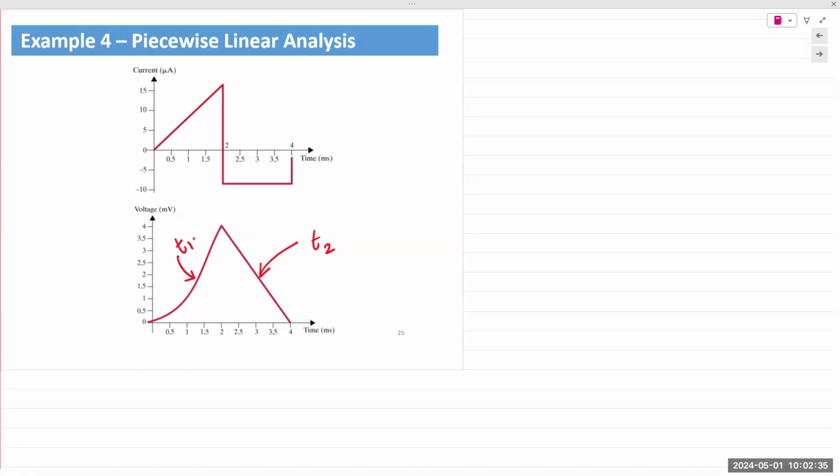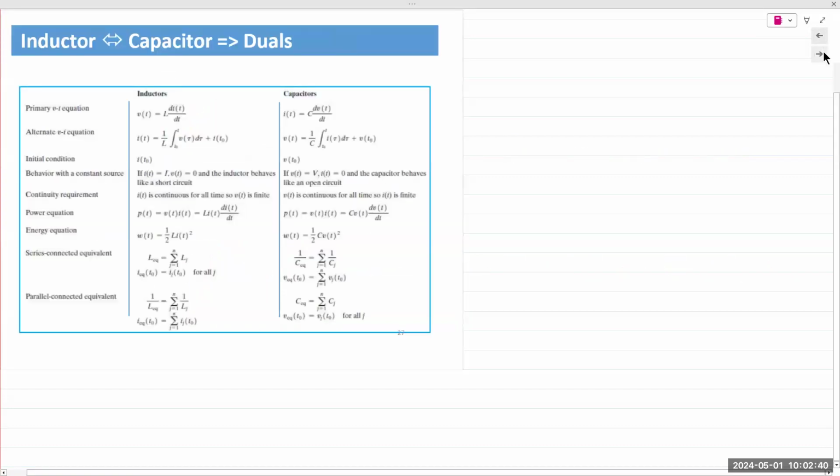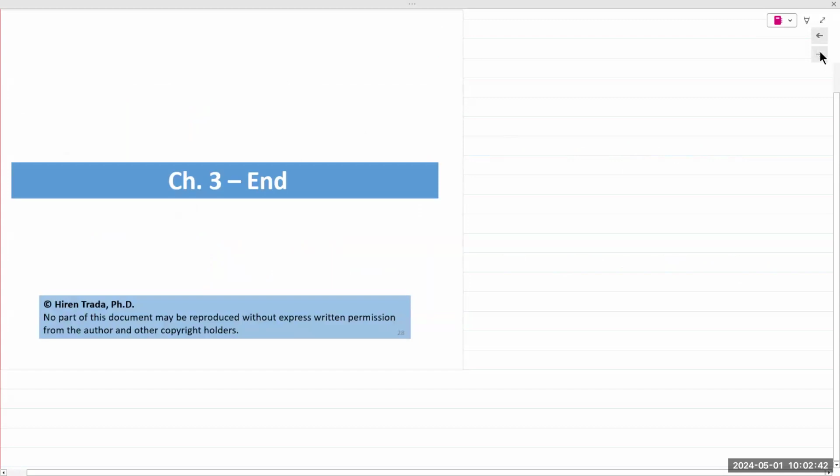All right, we rushed through this, but I think this is, yeah, that's the last slide, which I already went over. So that's the end of chapter 3.